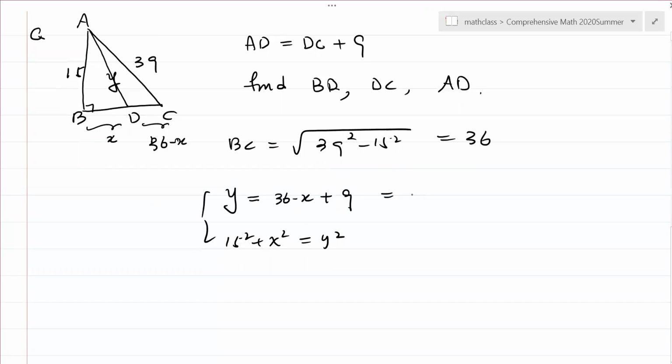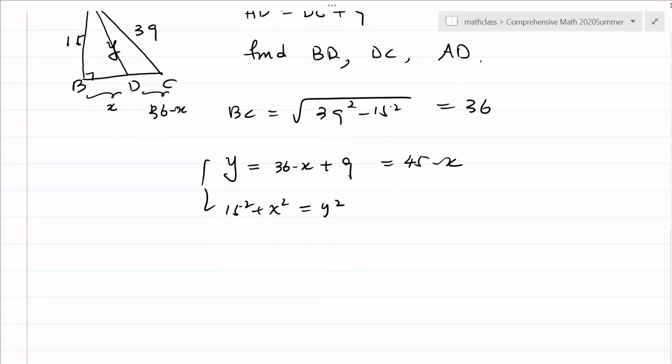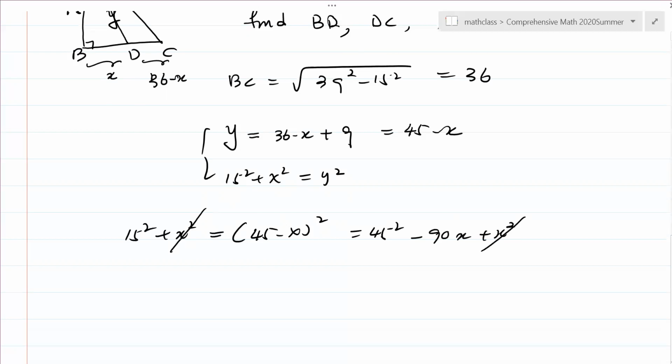So this is going to be 45 minus X. You have to plug the first equation into the second one. So 15 squared plus X squared, and Y is 45 minus X, squared. Then you just need to find X. You find X, you can get Y. You can also get DC, which is 36 minus X. So it's going to be 45 squared minus twice 45, which is 90, X plus X squared. So X squared cancels out.